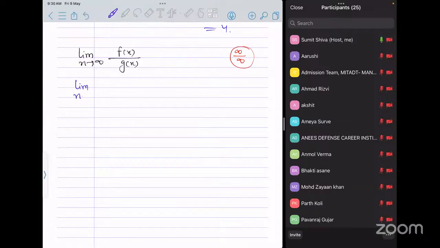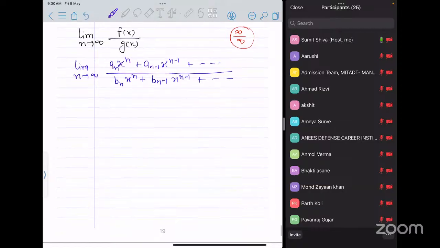Limit x extending to infinity, an x raised to power n plus an minus 1 x raised to power n minus 1 and so on. The same we have in the denominator, bn x raised to power n plus bn minus 1 x raised to power n minus 1 and so on. If you substitute the limit, it will be infinity by infinity form. To deal with such a question, we state that, it is x, not n.